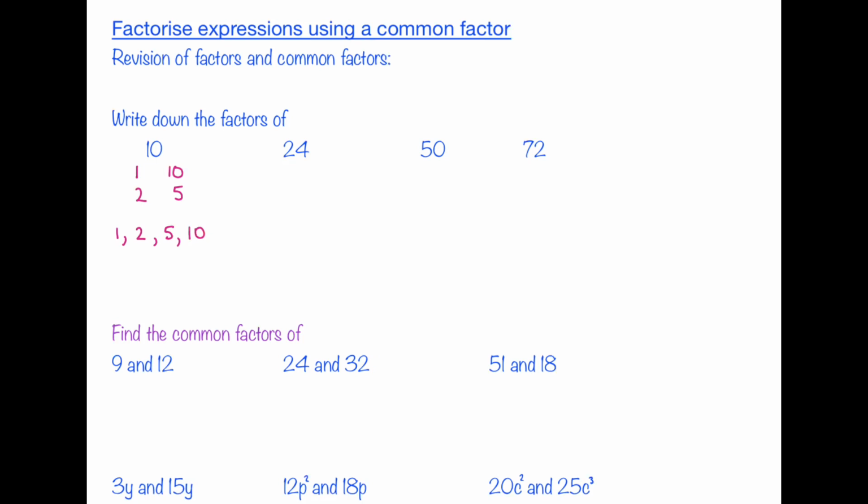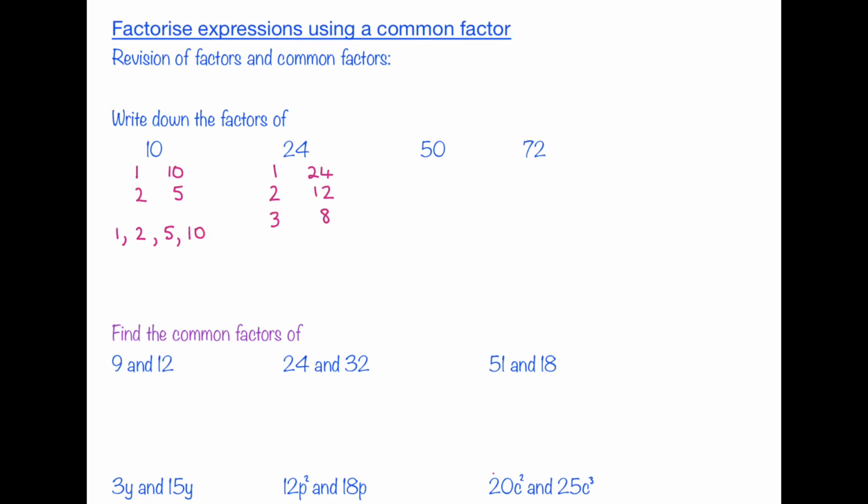Okay, let's do the factors of 24 in the same way. Start off with 1 and the number itself, and then see, does 2 go into 24? Yes, it does, so write it down and write its partner down. So 2 times 12 is 24. Does 3 go into 24? Yes, it does, so write down 3 and write down its partner. 3 times 8 is 24.